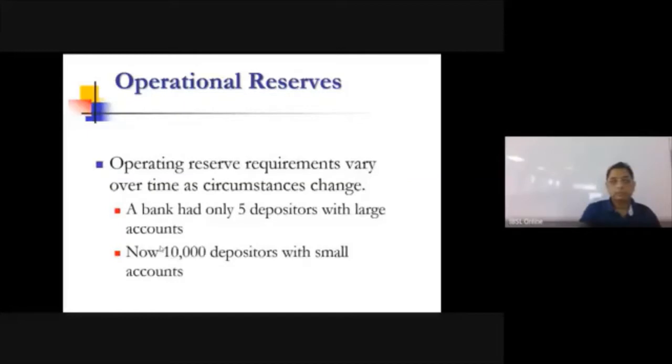So slide number 12: operating reserves requirements vary over time as circumstances change. It's a very obvious thing. If you start a bank with 5 depositors and now it has 10,000, obviously your requirements will change based on the number of depositors and the increasing volume of deposits.